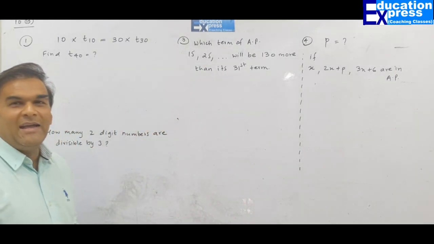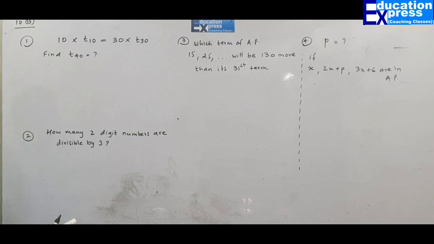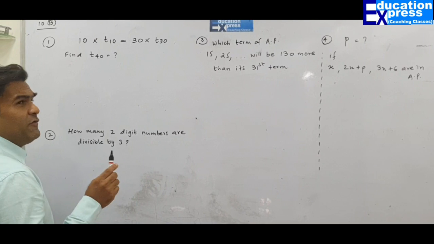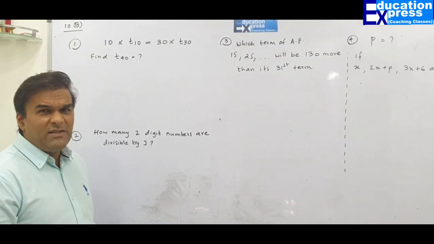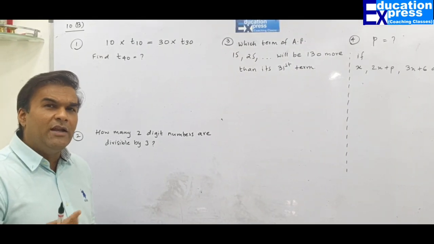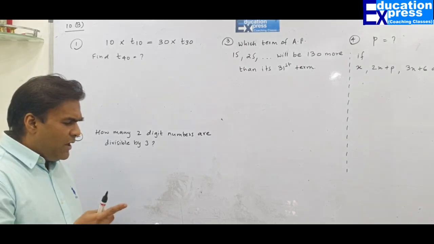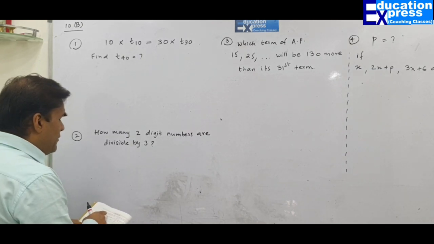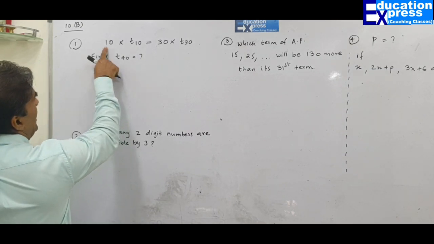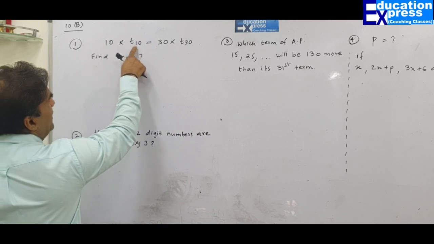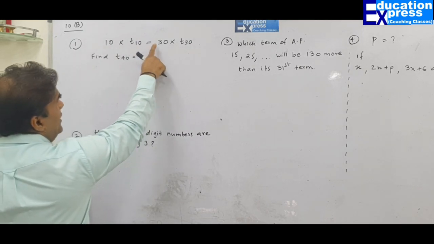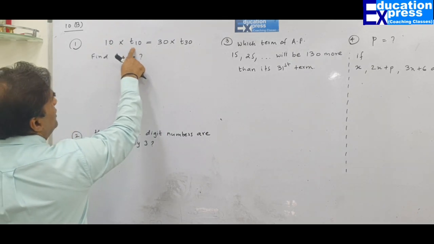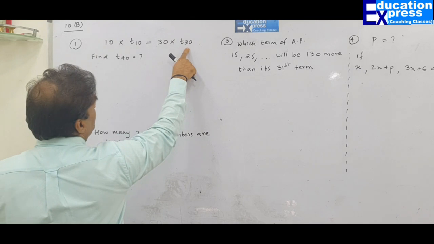Question number 1, exercise 10B, arithmetic progression. Kindly pay attention, my dear friends. These are all more or less word problems, not directly given to us, so we have to interpret and make it into a simpler language. It says, in an AP, 10 times its 10th term is 30 times the 30th term. So 10 times the 10th term is equal to 30 times the 30th term.